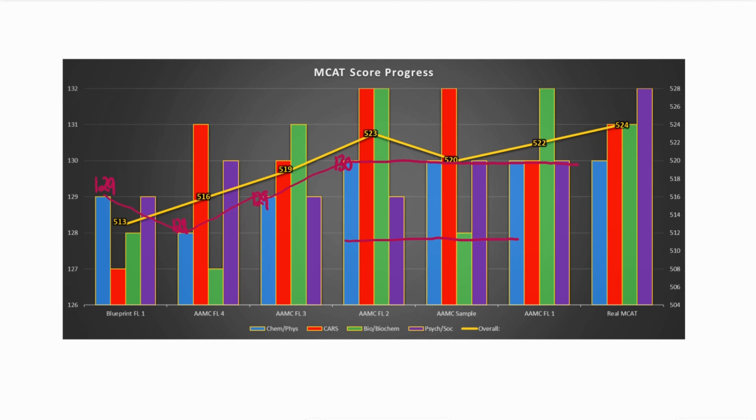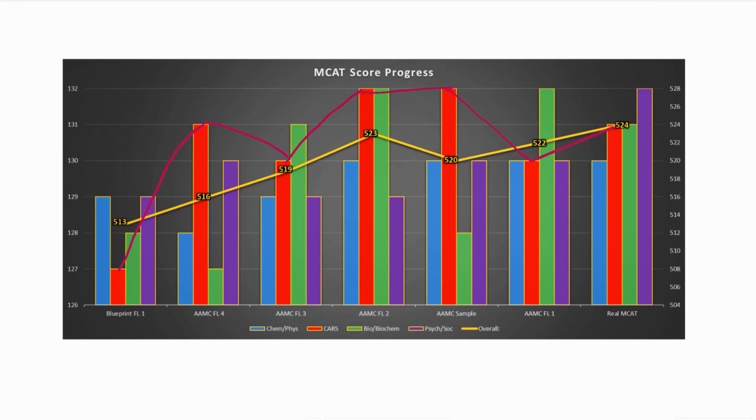So now let's take a look at the other sections, because the other sections I think are a lot more interesting. There's a lot more variation in the other sections. So take a look at CARS, first of all. CARS, you see, goes from this 127 down here up to a 131, down to a 130, up into a 132, 132, down to a 130, and then finally a 131.